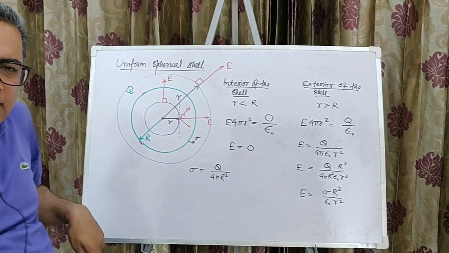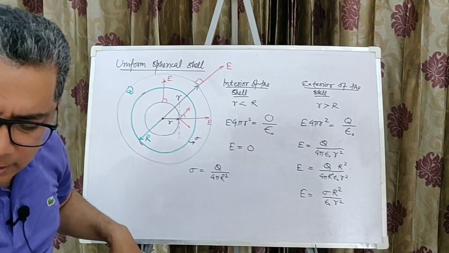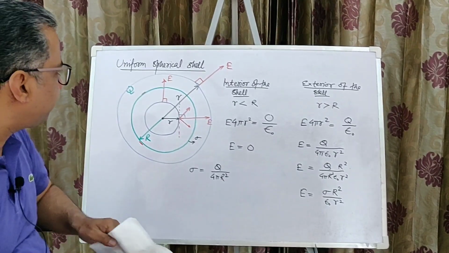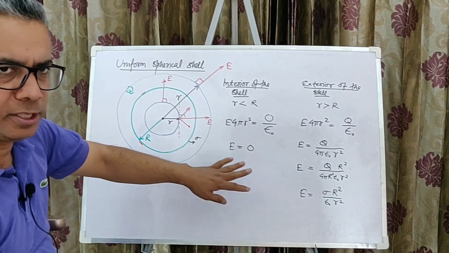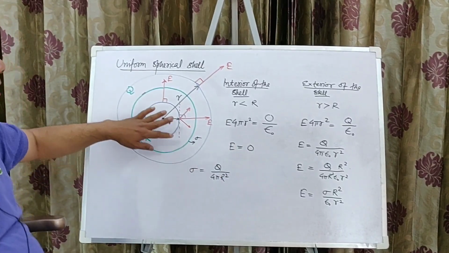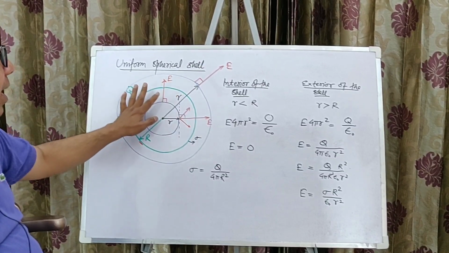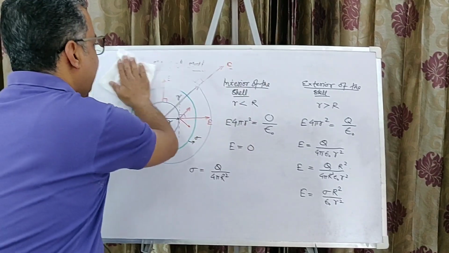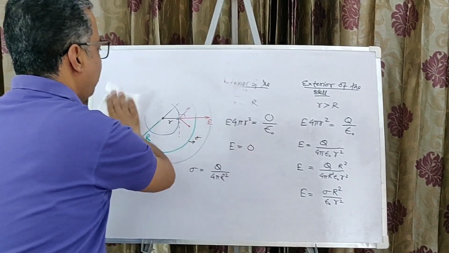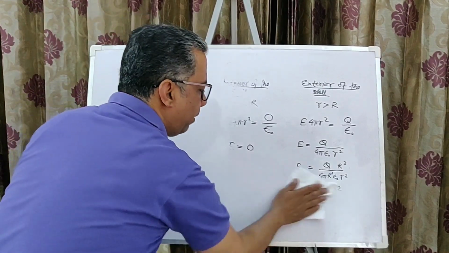The next discussion we are having will be on a solid sphere of charge. Now with a solid sphere of charge, the change that happens is that charge will now be distributed in the entire volume and not just on the surface. So that's the aspect in which a solid sphere is different from a spherical shell.